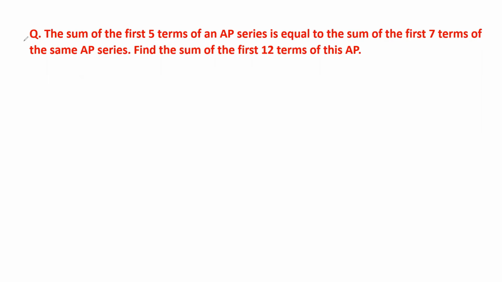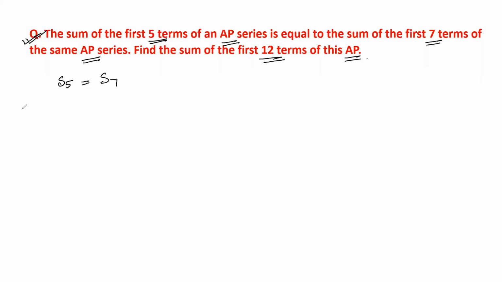Now let us see one more question on the AP series. The sum of the first 5 terms of an AP series is equal to the sum of the first 7 terms of the same AP series. We need to find the sum of the first 12 terms of this AP. So we have been given the sum of the first 5 terms of this AP is equal to the sum of the first 7 terms of the same AP series.